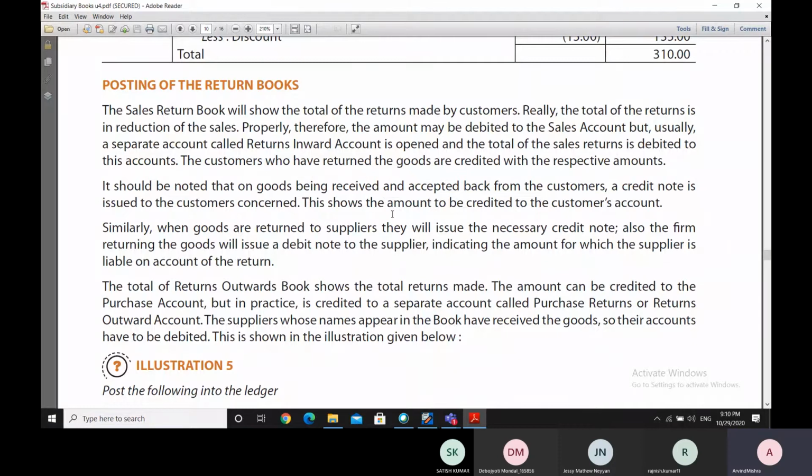Now this shows the amount to be credited to the customer's account. That credit note shows that.